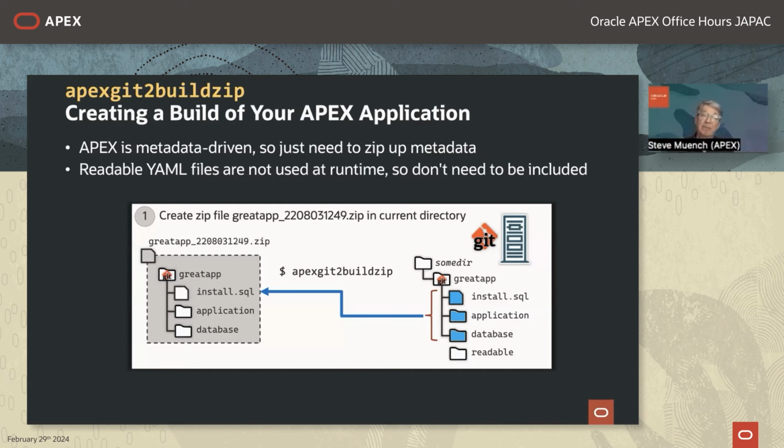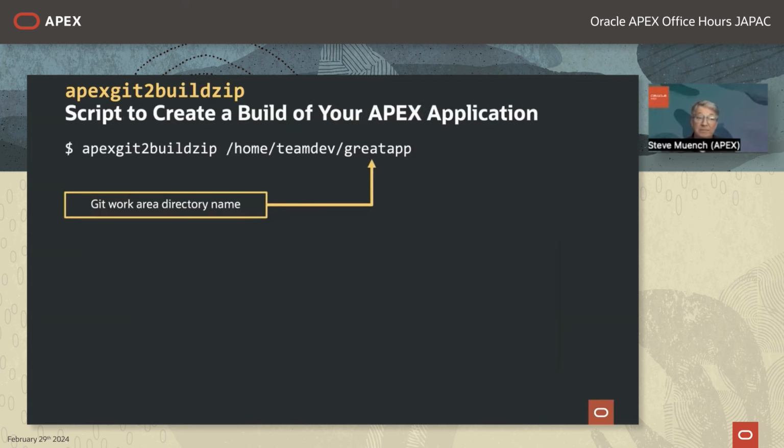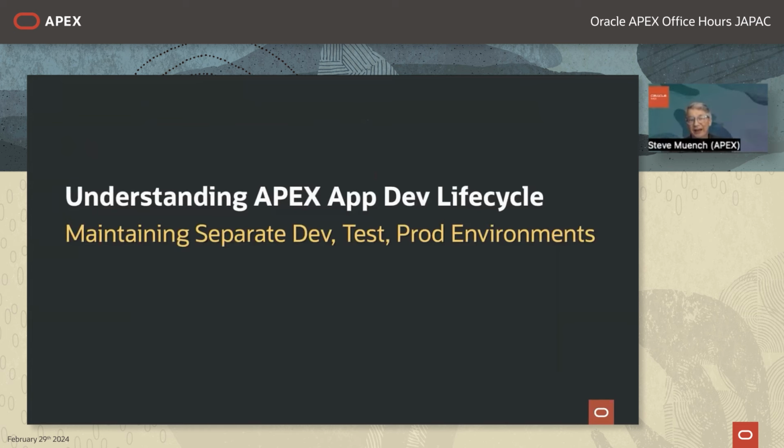of your Apex app. And so I built myself a script called apex get to build zip, and that simply creates a zip file with the current date of the year and the month and the time appended to the end of the name of the app. And that includes just the contents of the application folder and the database folder if you're using the Liquibase approach for your database objects. So it only really needs one argument. My script just needs to know which Git work area you want to zip up the current version of, and it will create you the zip file for that.